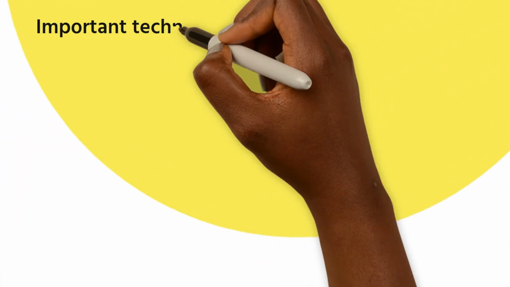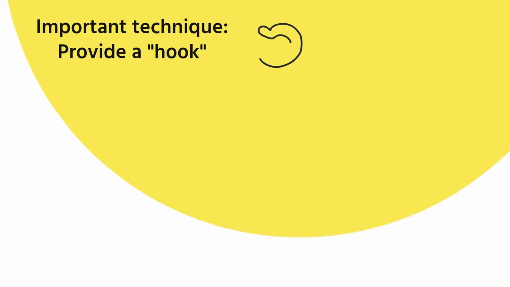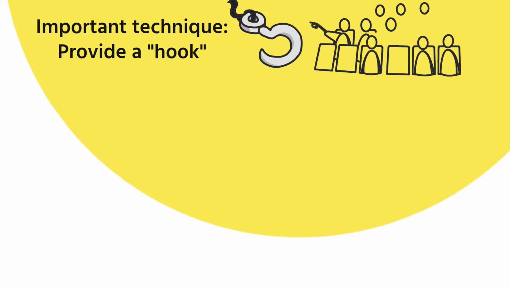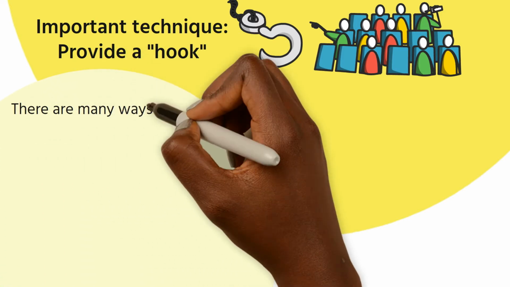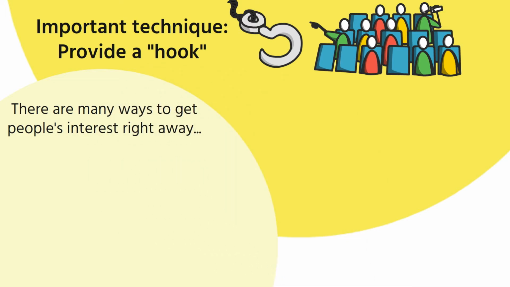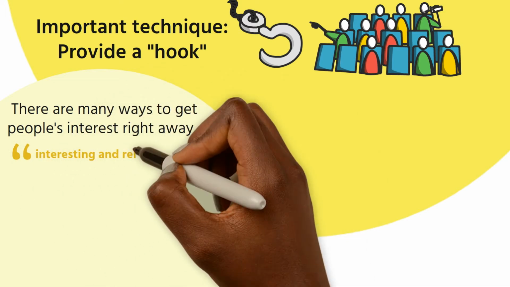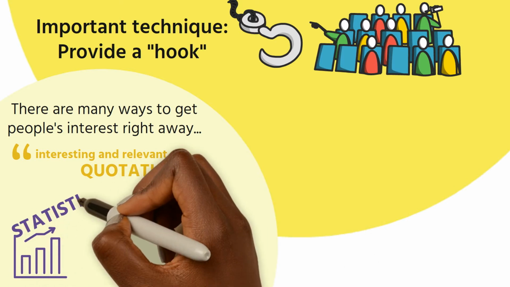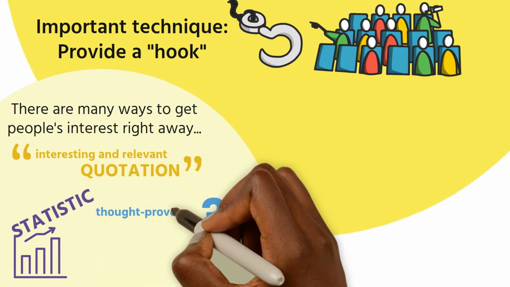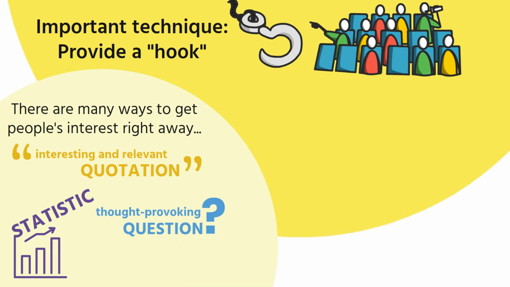Another important technique to use in the introduction is to provide a hook. That is, something to immediately get the attention of your audience. Good writers do this too, but it is even more important in speaking. There are many ways to get people's interest right away. Consider using an interesting and relevant quotation, a startling fact or statistic, a thought-provoking question, or a survey question to encourage audience participation.